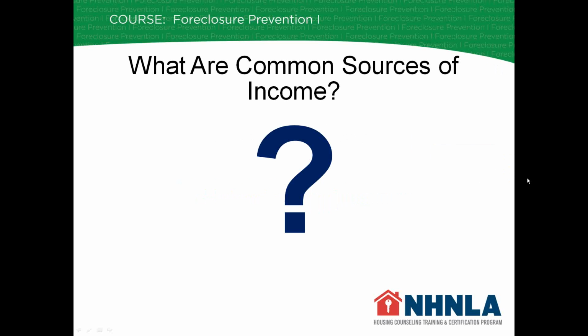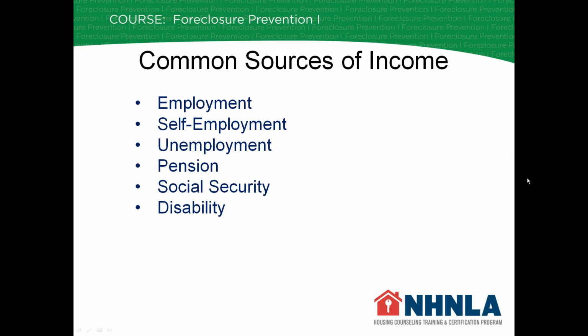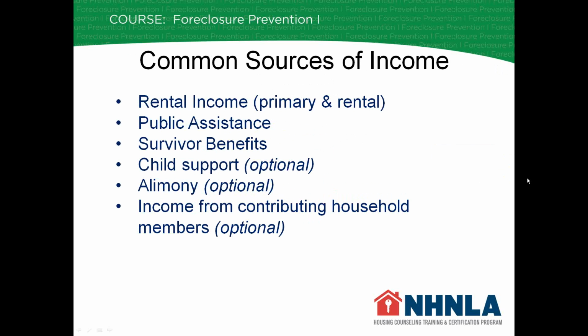So the first thing we want to talk about is what are some common sources of income? Let's think about that for just a minute. Employment, self-employment, unemployment even, pension, Social Security income, or disability. Those are all different types of income. There's also rental income. They have a second, or third, or fourth property. Public assistance, that's still considered income.